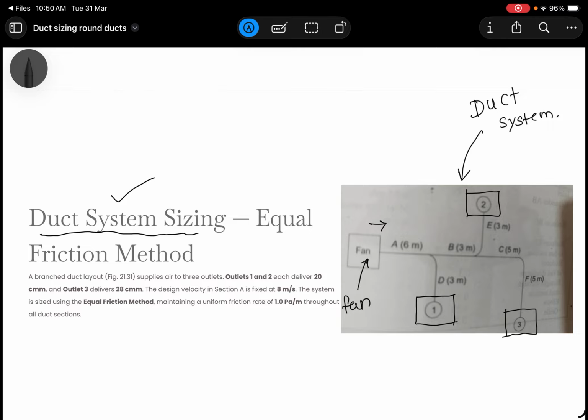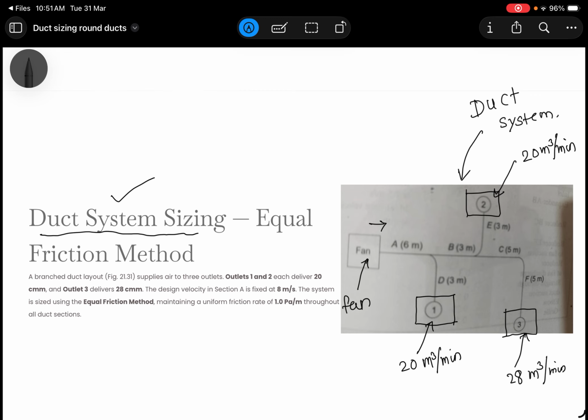What is given is that this room, or this section 1, is to be delivered 20 cmm, that is 20 cubic meter per minute, of the conditioned air. This section 2 is also to be supplied 20 cubic meter per minute of the conditioned air, and section 3, which could be a large room, requires a larger conditioned air supply, which is, let us say, 28 cmm or 28 cubic meter per minute.